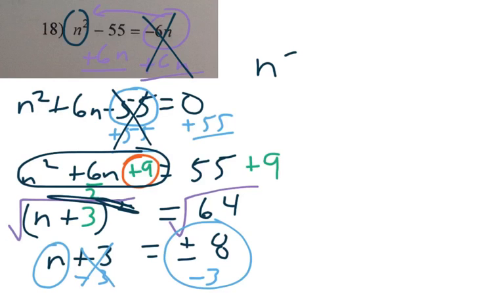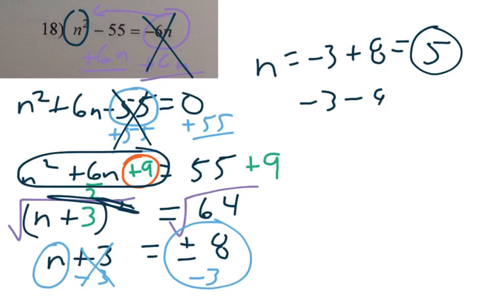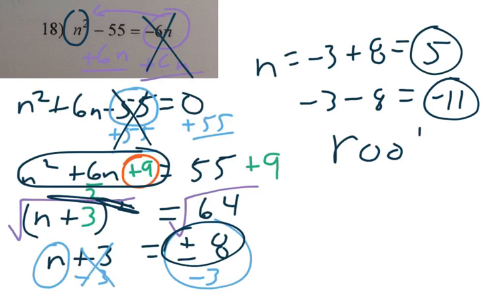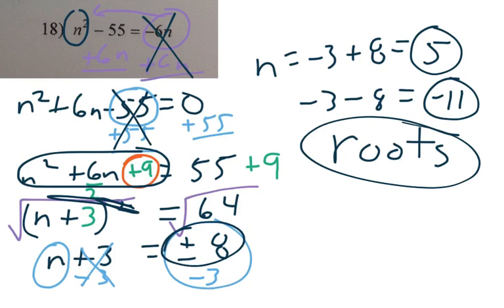So n, in other words, is just simply negative 3 plus 8, which of course is 5, and negative 3 minus 8, which is, again, just look right down here, guys, negative 3 minus 8 is negative 11. So here are my roots, guys, my x-intercepts, my zeros, as we call them, and the problem is done. We solved it by completing the square. So pause the video if you need to and make sure you understand it.